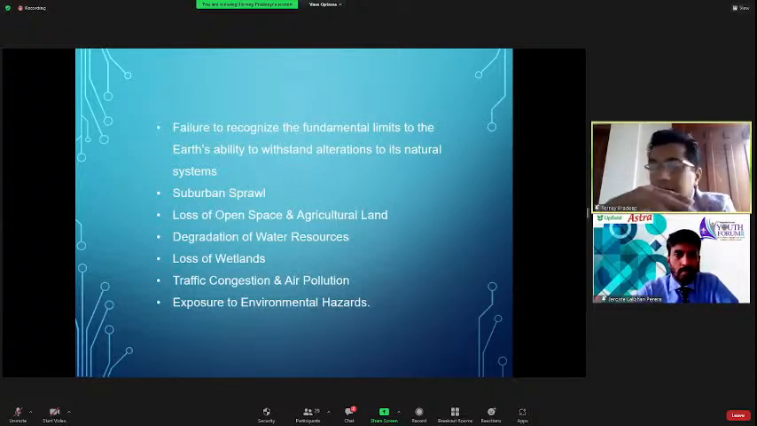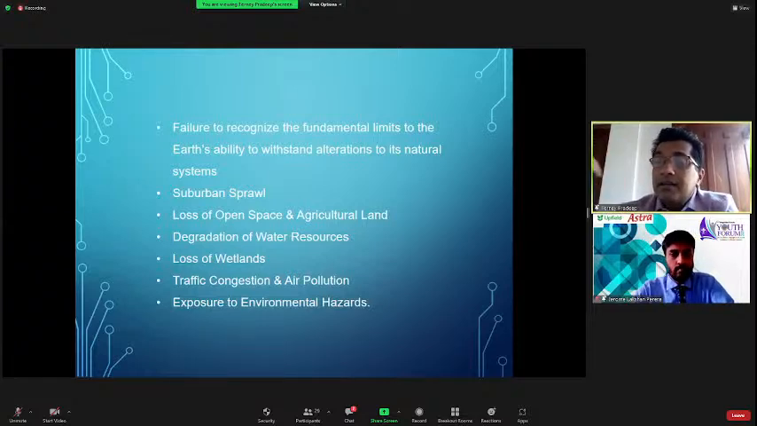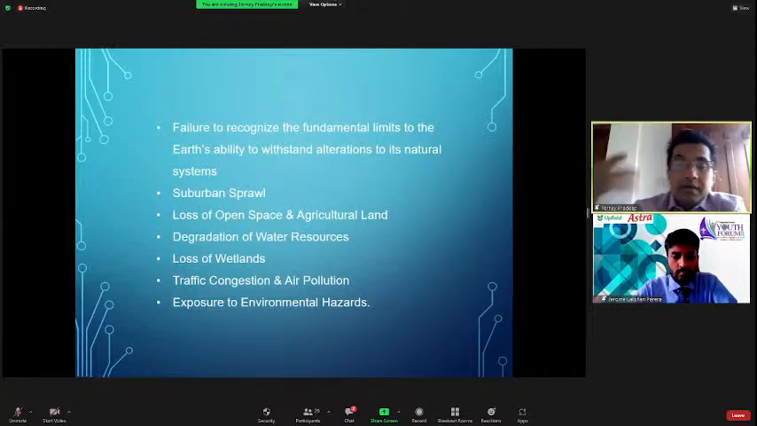Again, floods, flash rains, landslides, tsunami, tornadoes, right? Droughts, right? Those are the environmental hazards, very frequent because of this unsustainability.